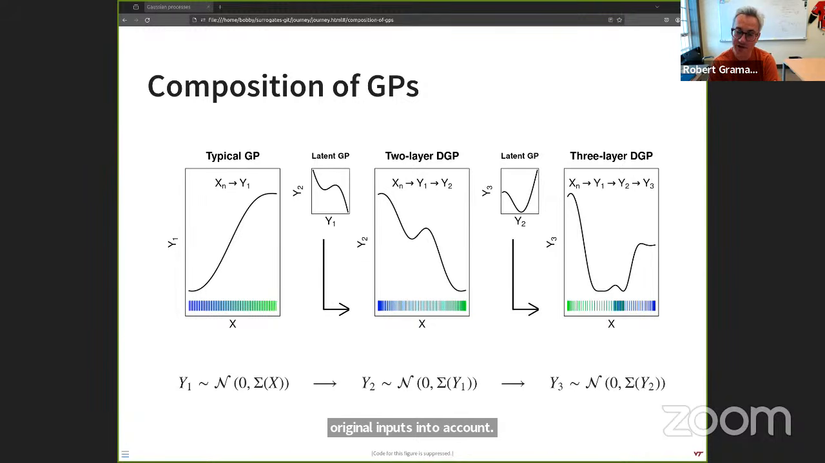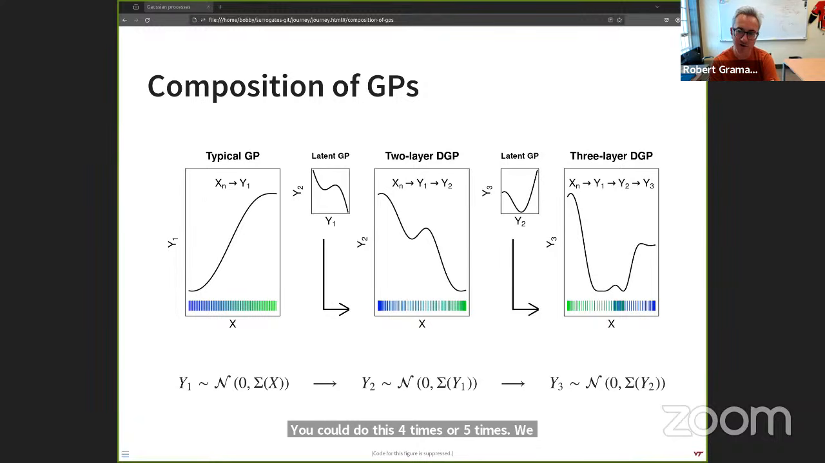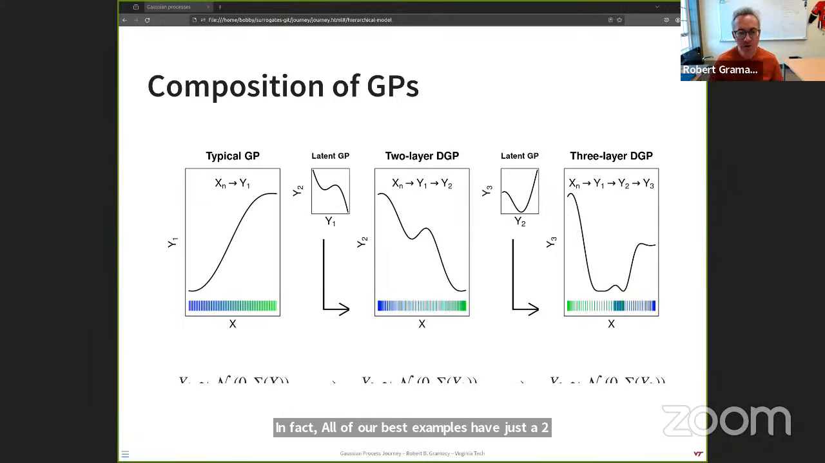And you can do this as many times as you want. We have an additional layer on the right, a 3-layer Gaussian process. You can do this 4 times or 5 times. We found in our own work that you don't need to do this very many times. In fact, all of our best examples have just a 2-layer deep Gaussian process. So what do we have mathematically?